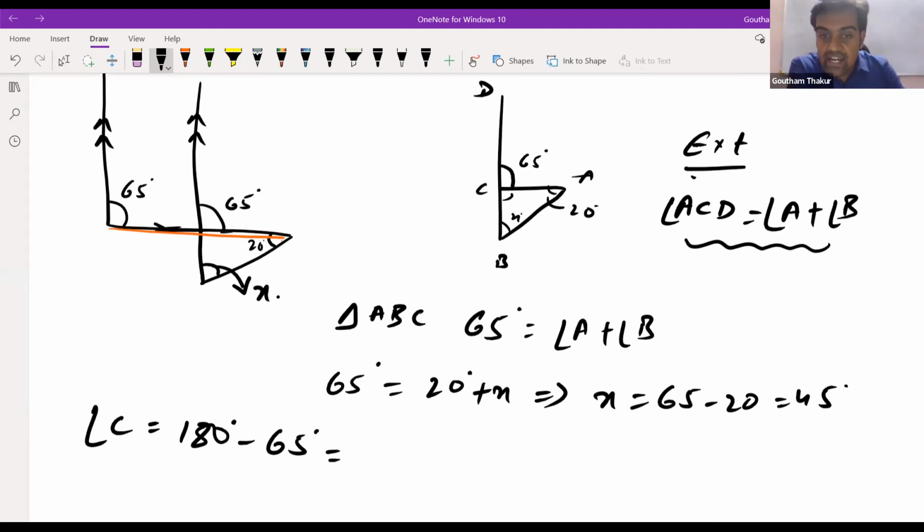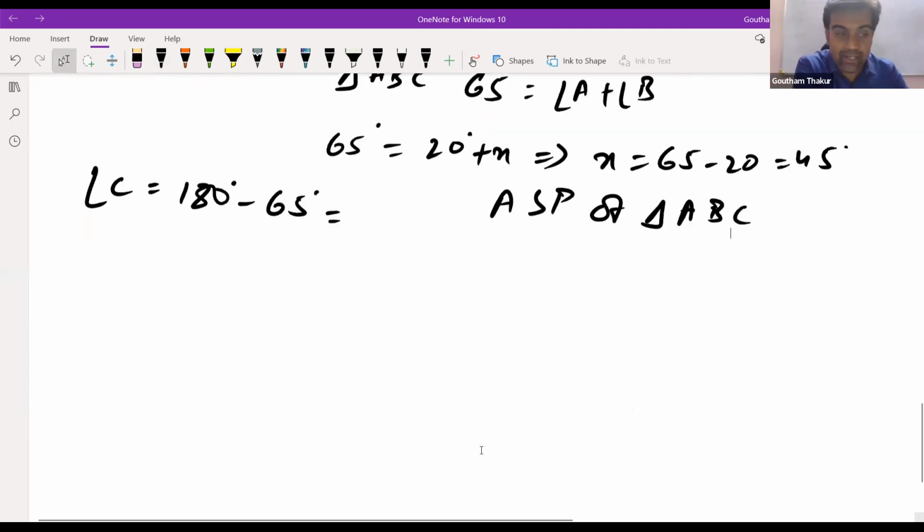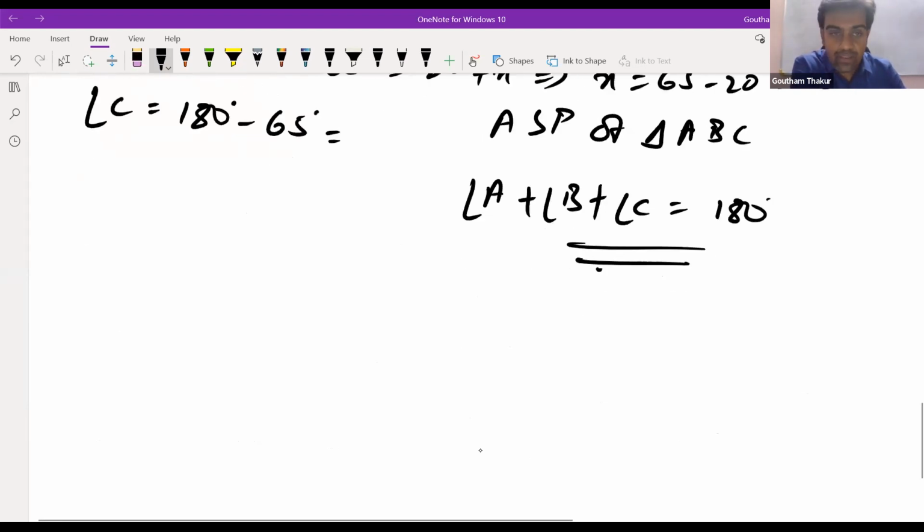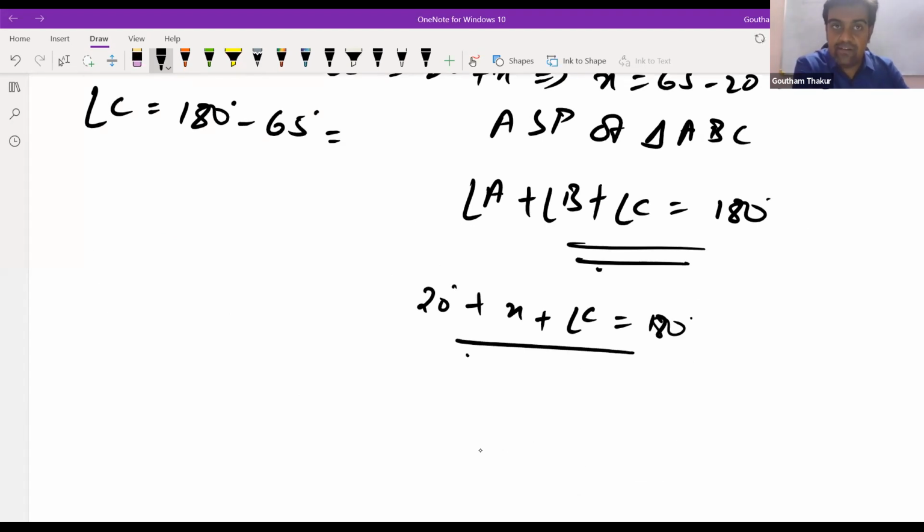After getting angle C, take the angle sum property of triangle ABC. As we all know, the angle sum property is the sum of the angles of a triangle, which equals 180 degrees. We know angle A, that is 20. We need to calculate B, and you know angle C. Sum it up to 180 and you'll get the value.